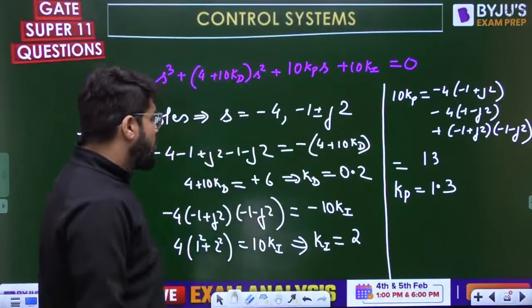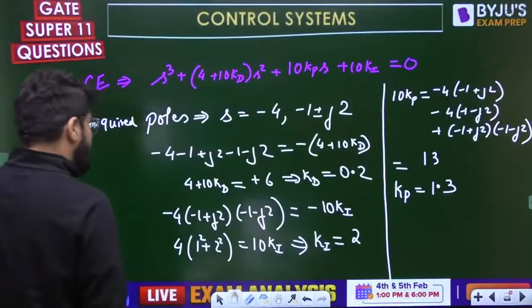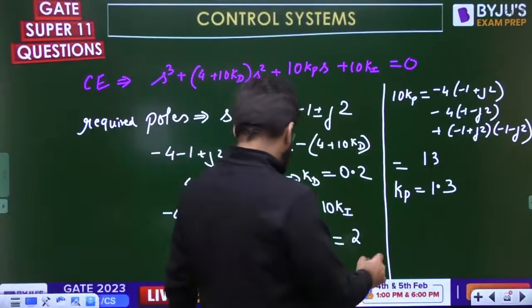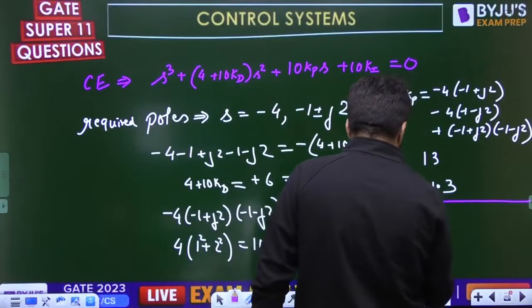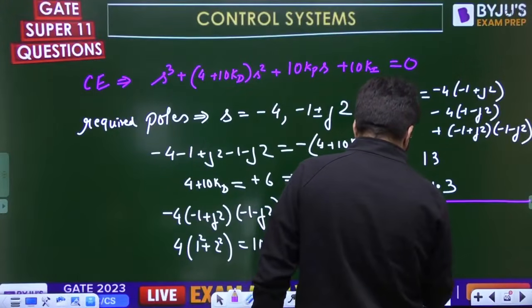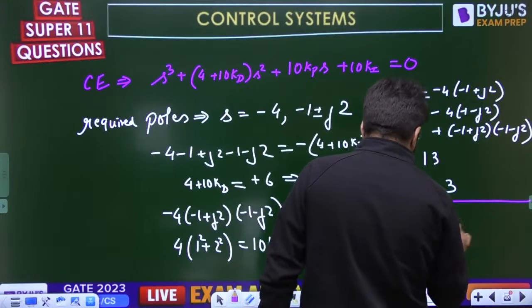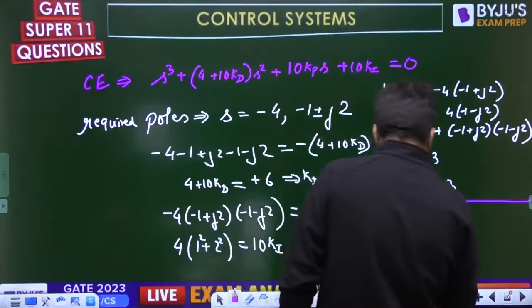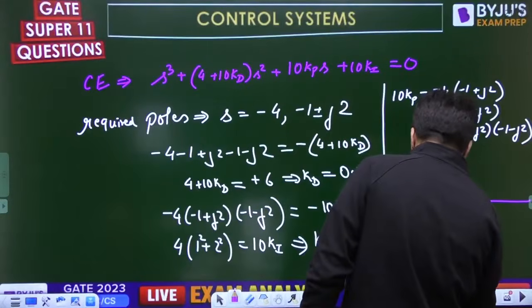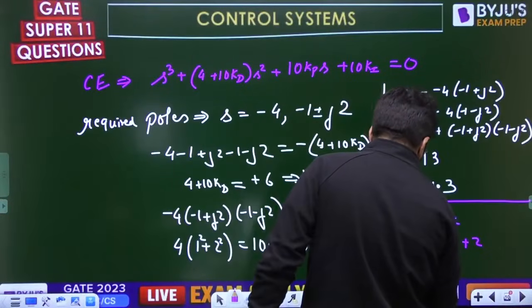Okay, so now what is the question? Ki plus Kd plus Kp. Let us write down the final answer then. Whatever sequence you add doesn't matter. So Kp is 1.3. Sir, what was the Kd? Kd is 0.2 and Ki is 2. So 1.5 plus 2, 3.5.